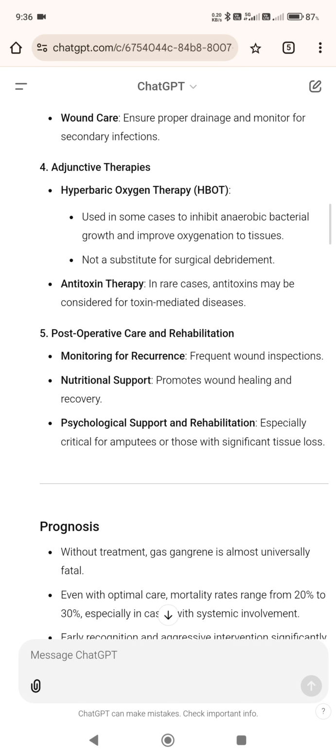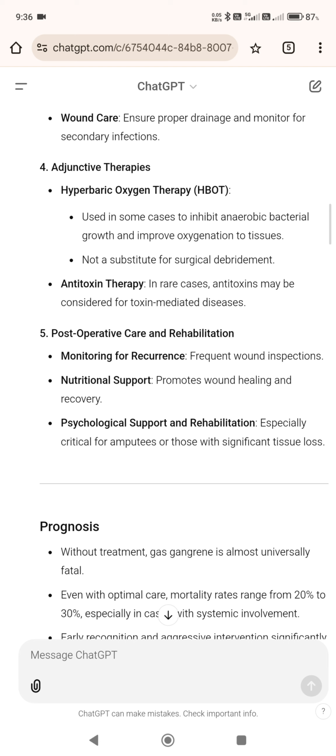4. Adjunctive therapies. Hyperbaric oxygen therapy, HBOT, used in some cases to inhibit anaerobic bacterial growth and improve oxygenation to tissues, not a substitute for surgical debridement. Antitoxin therapy. In rare cases, antitoxins may be considered for toxin-mediated diseases.